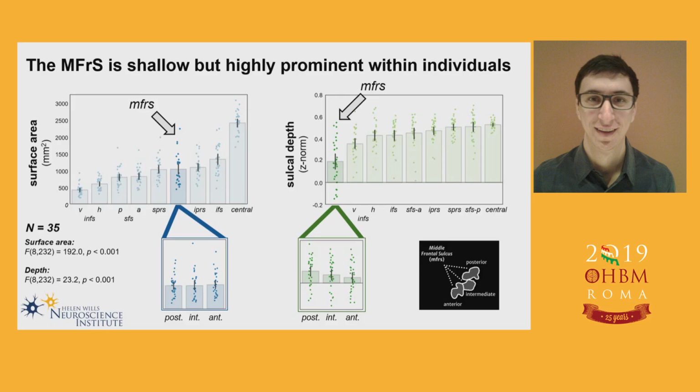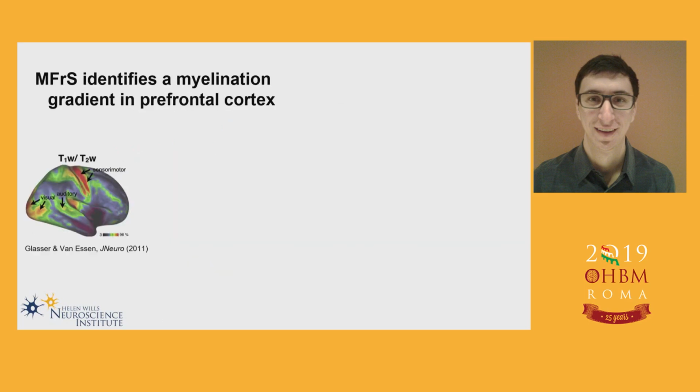Having shown that this sulcus is prominent within individuals, we then sought to determine if it could distinguish meaningful anatomical gradients. To do this, we turned to the T1 over T2 weighted ratio, pioneered by Glasser and Van Essen, and this serves as a proxy for myelination in the cerebral cortex and can be calculated within individuals. It turns out that the middle frontal sulcus indeed identifies a myelination gradient within the prefrontal cortex.